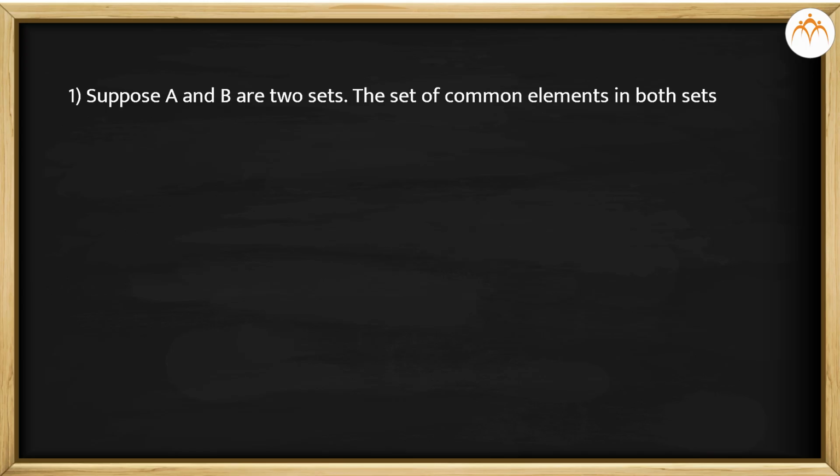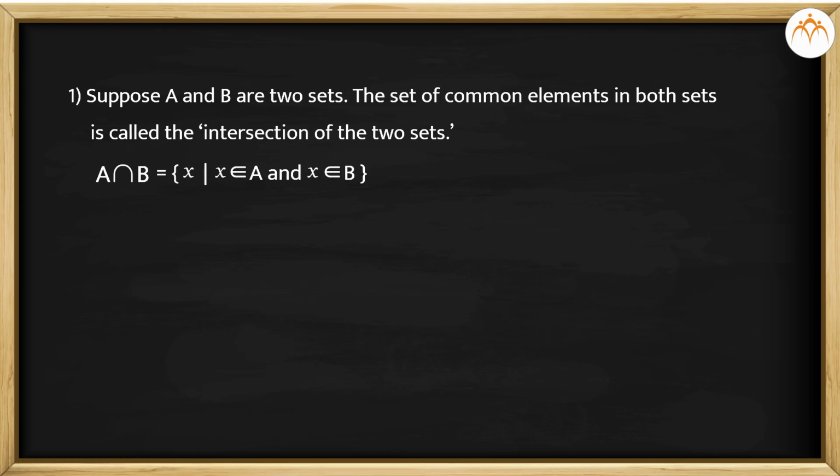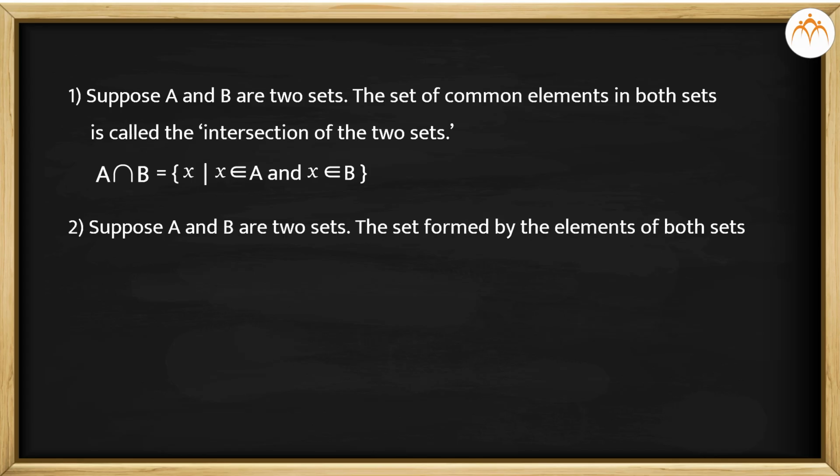What did we learn? Suppose A and B are two sets. The set of common elements in both sets is called the intersection of the two sets. A intersection B is the set of elements x such that x belongs to set A and x belongs to set B.